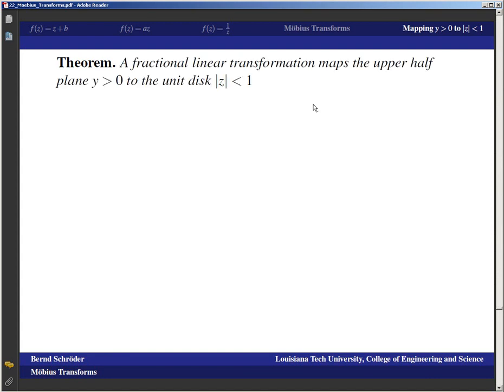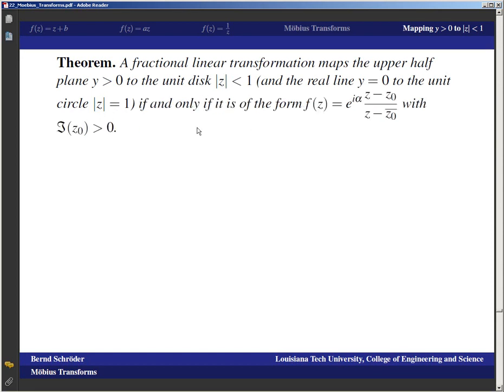And here's the theorem. A fractional linear transformation maps the upper half plane y greater than 0 to the unit disk, z absolute value smaller than 1. And that means then the real line, y equals 0, to the unit circle, z absolute value equals 1, if and only if it's of the form f of z equals e to the i alpha times z minus z0 over z minus z0 bar, where the imaginary part of z0 is greater than 0. Let's prove that.